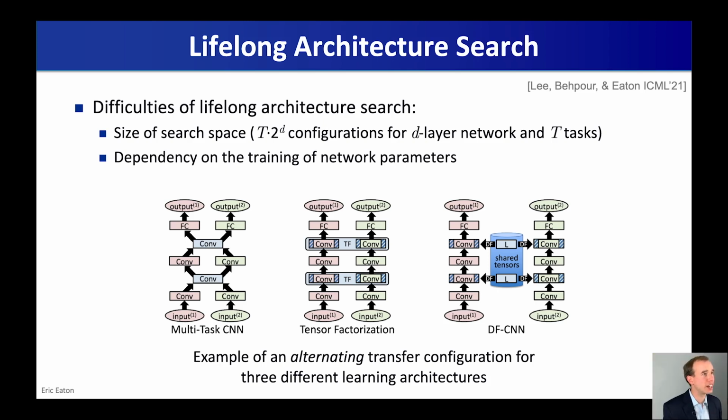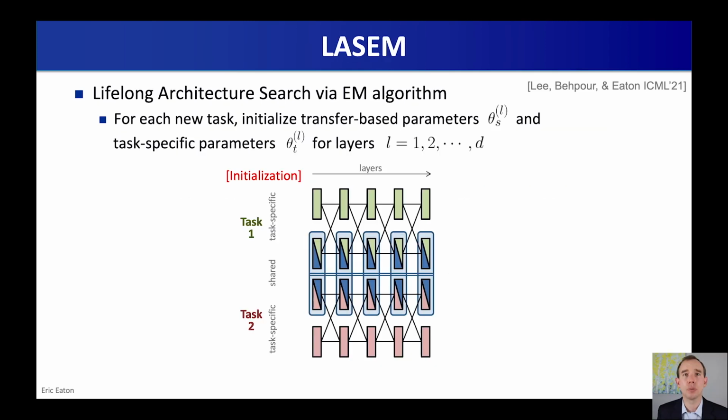Now, there's a fairly large search space because we have, for each layer, the question of, do we transfer that layer or do we not transfer that layer? We could also subdivide the layers into more granular pieces of transfer. So for our lifelong architecture search, we're basing it upon expectation maximization. What we have is two sets of parameters. The first set of parameters is shared between all the different tasks. We also have a set of task-specific parameters. And so when training up each task, the question is, for a particular layer, do I make it transfer-based or non-transfer-based?